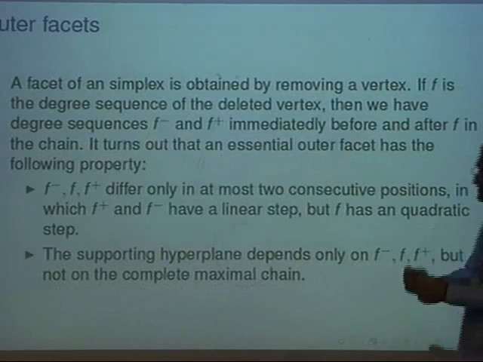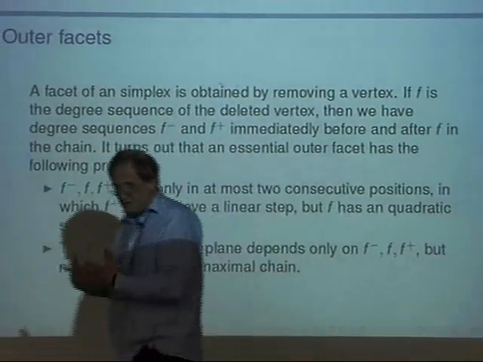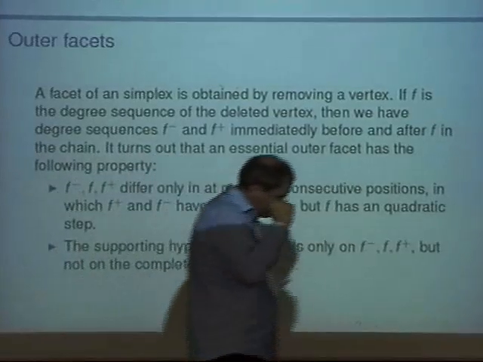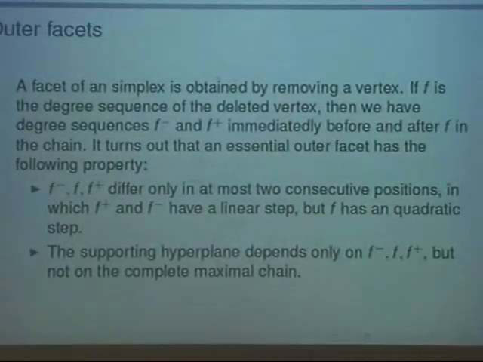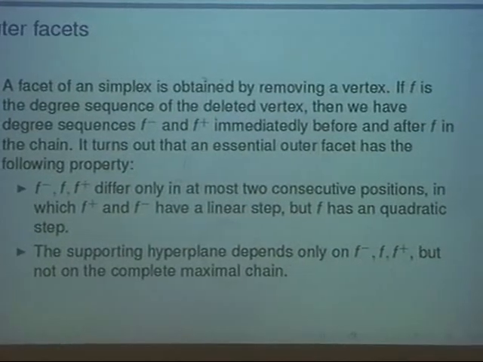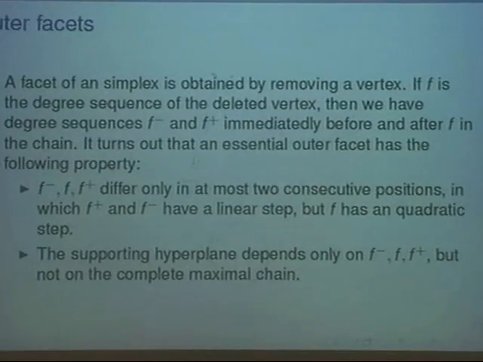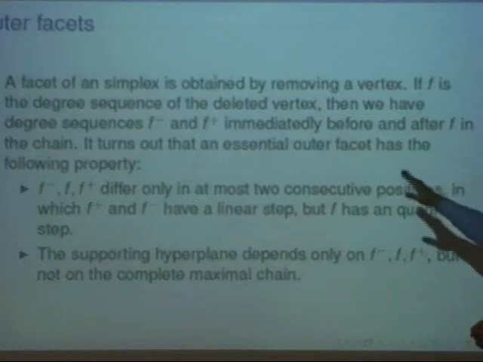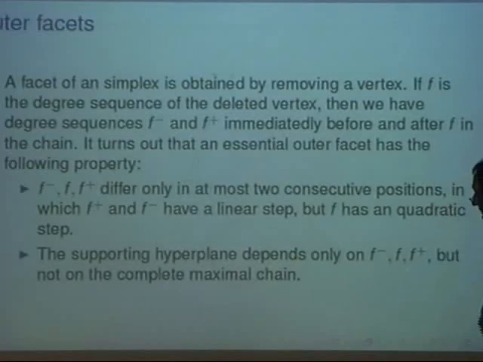Now, to prove the conjecture, it's natural to look at the outer facets. So when do we get an outer facet? Well, first we get a facet of a simplex if you remove a vertex. Then we have the opposite facet. Now, since we're looking at a simplex which is a chain, we have one degree sequence f minus, which is immediately before f, and then f plus, which is immediately after.